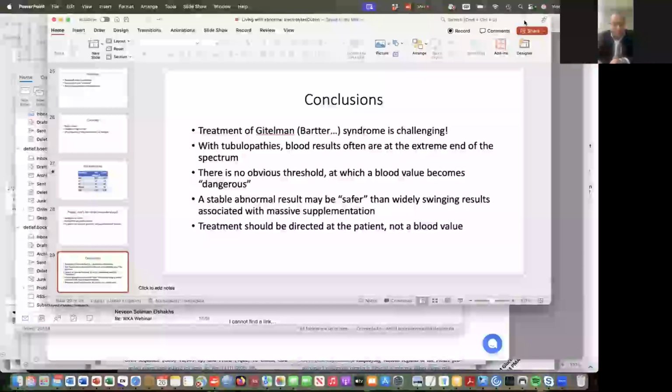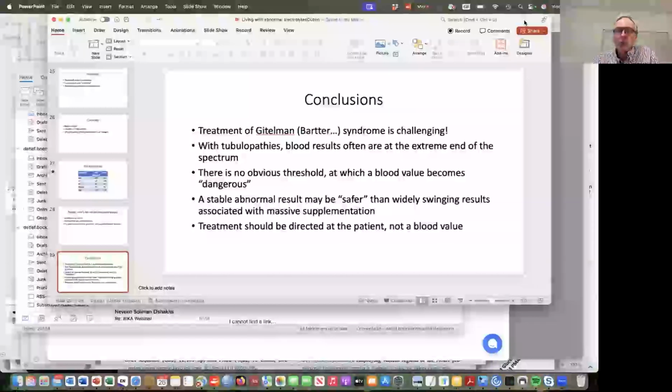Okay, thank you. Another interesting question is, do we really need genetic testing in all of these patients, especially Gitelman syndrome in resource-limited settings, if we have made a clinical diagnosis? I don't think so, no.